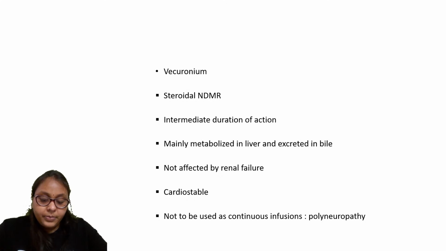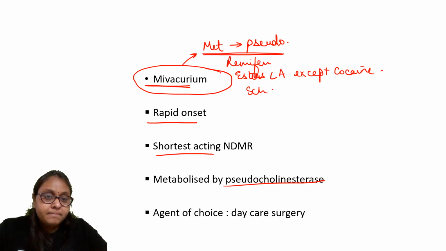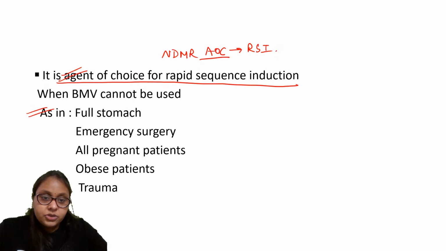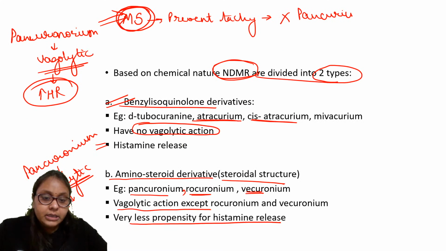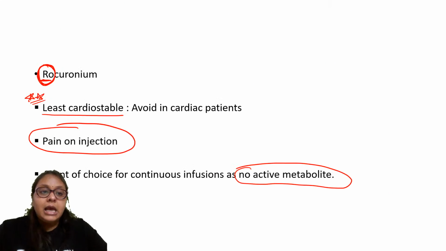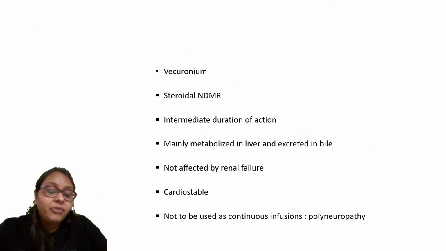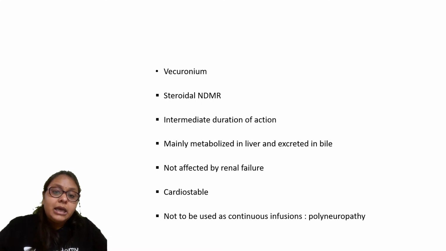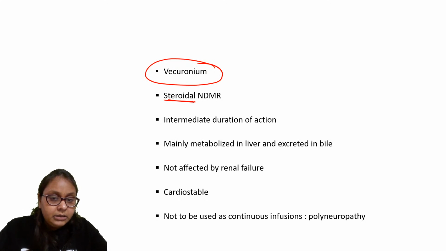Is it clear? So mivacurium, atracurium, cisatracurium, rocuronium. Please remember all these drugs. So these were all examples of what? Atracurium, cisatracurium and mivacurium are examples of benzylisoquinolines, and then rocuronium, vecuronium. What do we have to remember about vecuronium? Vecuronium is steroidal. It is metabolized in the liver.